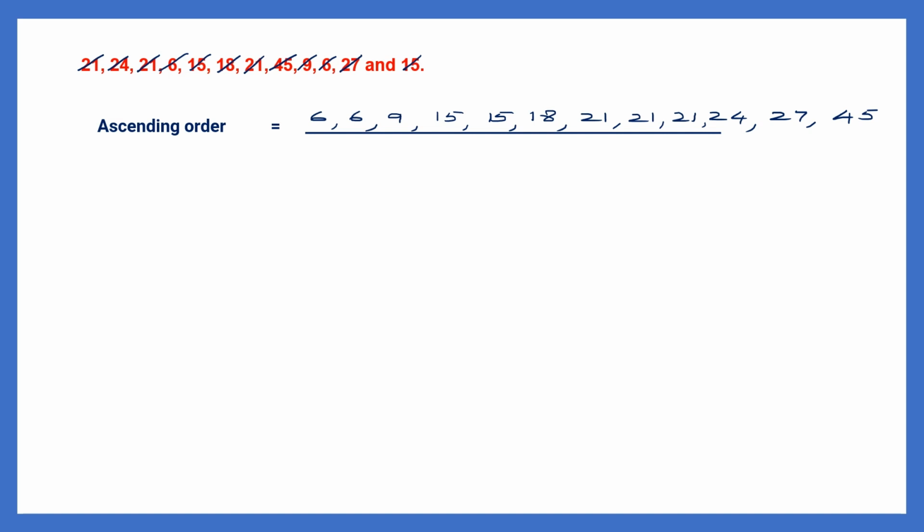Then look out for the number which occurs the maximum number of times. That is the mode. So what is the mode? Mode is the number with the maximum frequency. Frequency means occurring how many times, the number of times that a number appears. So here you can see 6 appears twice, 9 is only once, 15 is twice, 18 once, 21 is 3 times, all the others are 1.